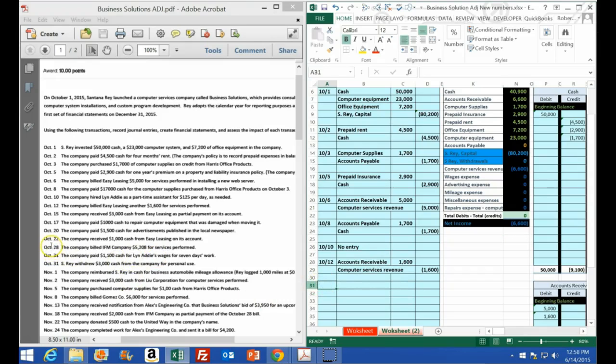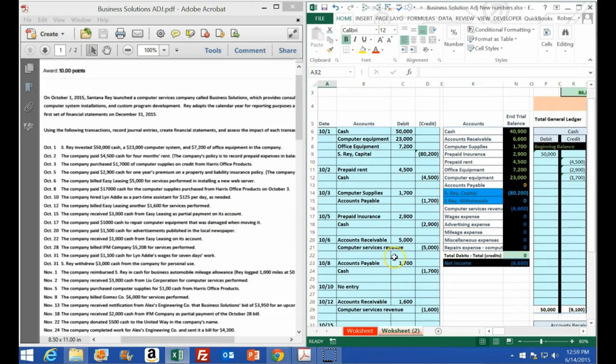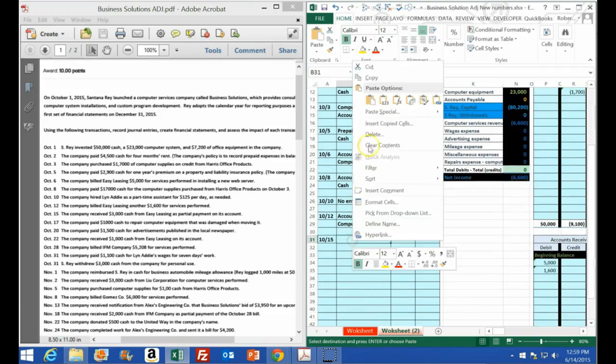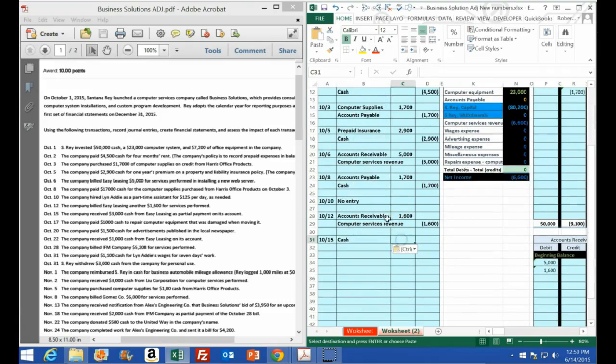Okay, so now we're moving on to 10/15. Company received $3,000 cash from Easy as partial payment on its account. So remember, Easy's the one that we're selling stuff to, and is cash affected? Yeah, we received the payment. Cash is a debit balance. We're going to make it go up by doing the same thing to it, which in this case would be another debit. So we're going to debit cash for the amount of what we received, the $3,000.